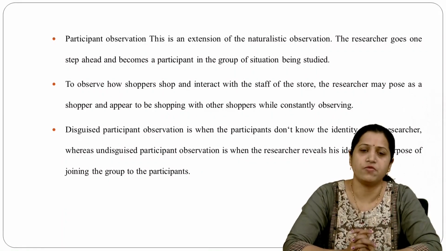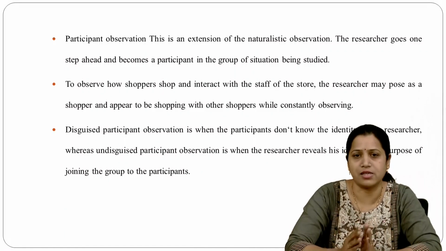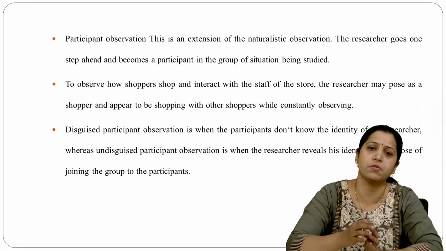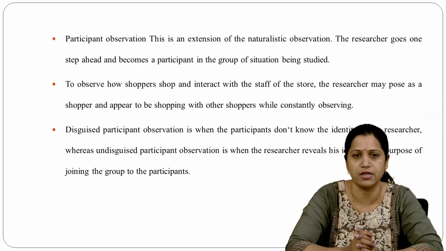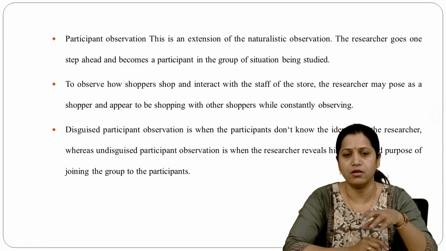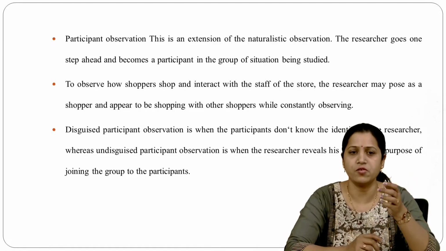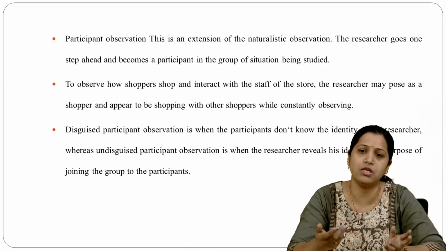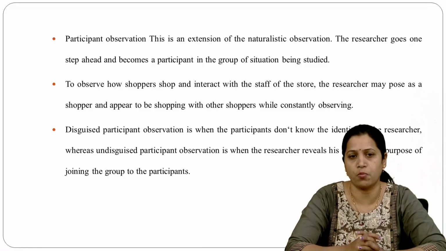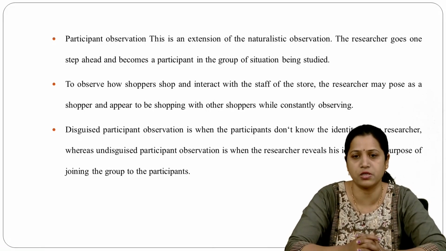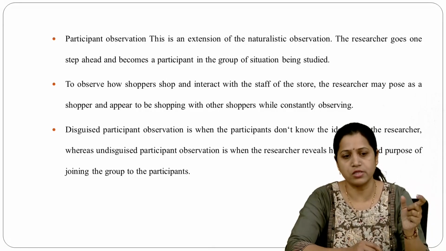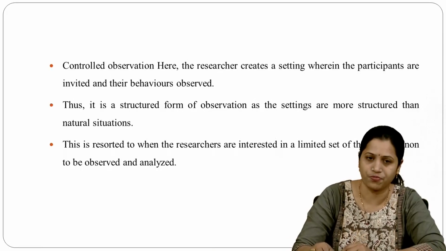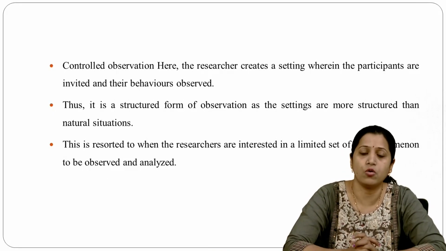Participant observation is an extension of naturalistic observation in which the researcher goes one step ahead and becomes a participant in the group or situation being studied. Some groups are made and, based on that, they are observed. For example, to observe how shoppers shop and interact with the staff of the store, the researcher may pose as a shopper and appear to be shopping with other shoppers while constantly observing their behaviors, and based on that they reach some conclusions.